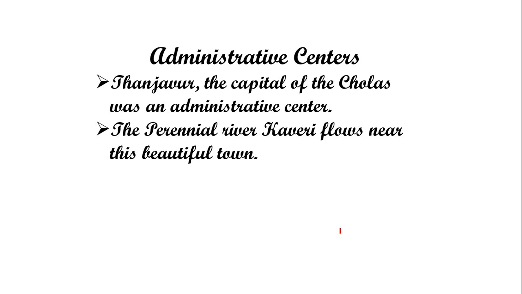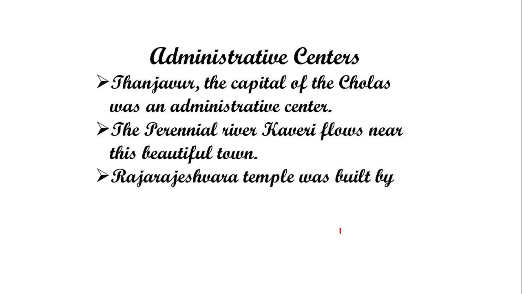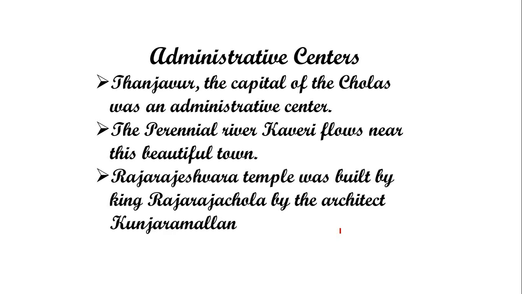So what about the features of Thanjavur? It was the capital city of the Cholas, situated on the bank of the Kaveri river, which flows near this beautiful city. The Rajarajeshwara temple was built by King Raja Raja Chola, by the architect Kunjara Mallan Raja Raja Peruthachan. This was the full name of the ruler Raja Raja, and it is very big, so in many books we just find Raja Raja.